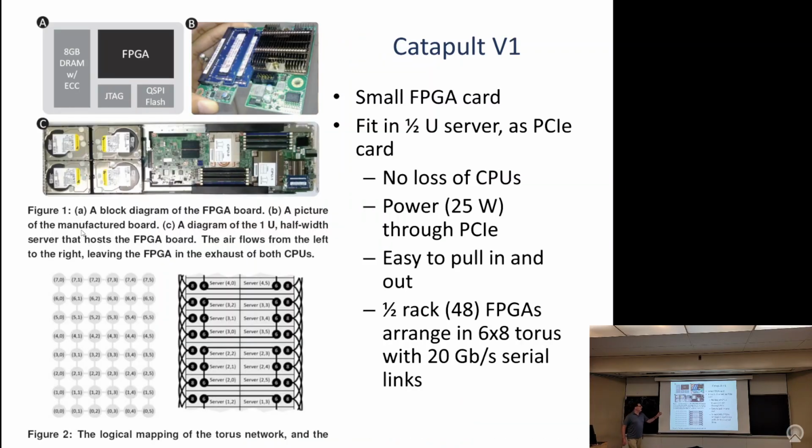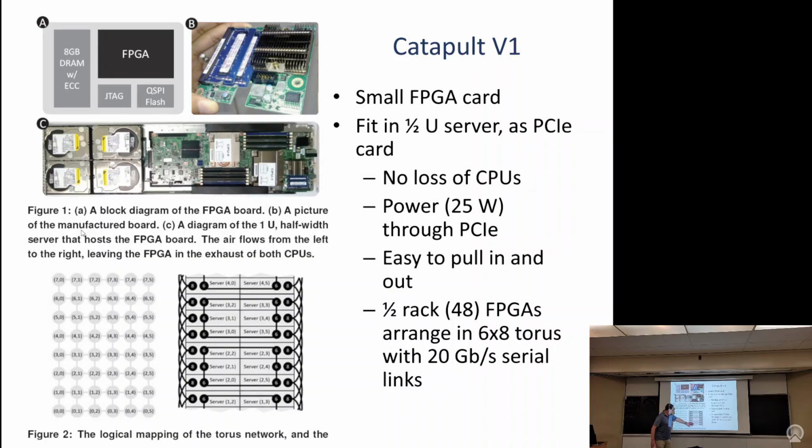So the first generation of this project was called Catapult. They built this small FPGA card that they then insert in this server. This is the whole server. It's got 2 big CPUs, a bunch of hard disks, and a relatively small FPGA card. They didn't have to take out any CPUs. They plug it into the PCIe slot. It took 25 watts, which they can power through PCIe. It doesn't need a separate power connection. It's easy to pull in and out.